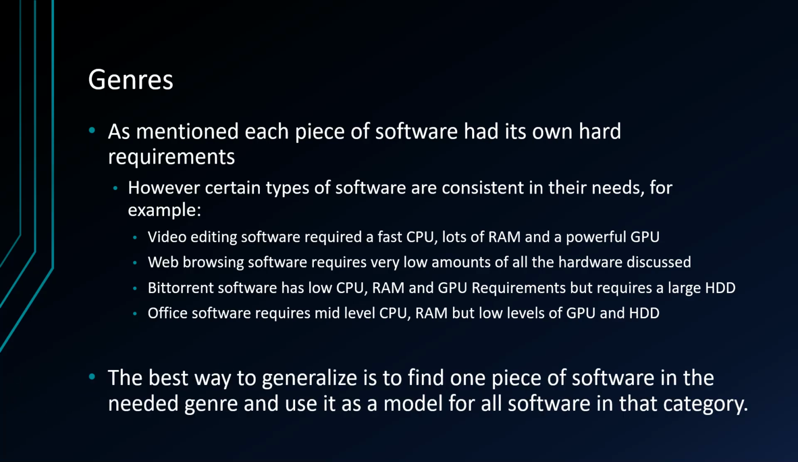So the best way to generalize is to find one piece of software in that needed genre and use it as a model for all the software in that category. All right, so if you know you need to edit images, then you might look at Photoshop, you might look at Corel Draw or GIMP or a few other things that are out there. There's a ton of different software that do this. So that's it. Now that you know all the components, now that you know how to discern what is important in terms of what you're purchasing based on the software that you're going to be using, now you can actually make educated choices.